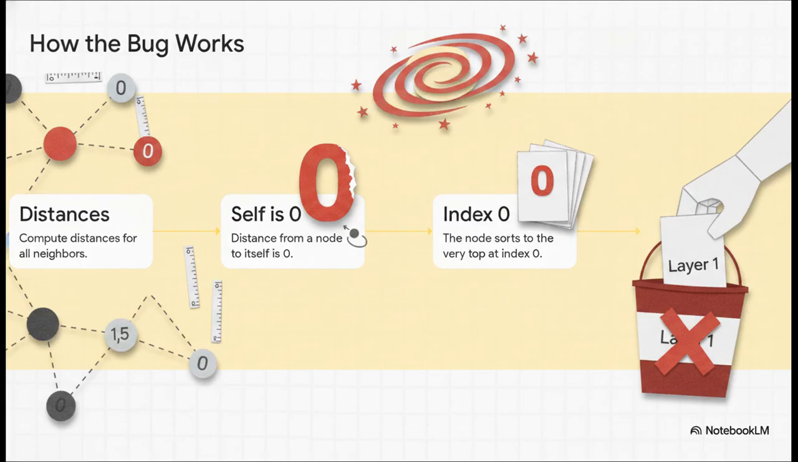Watch this. Step 1, the code computes distances to find all nearest neighbors. Step 2, naturally, the distance from a node to itself is perfectly 0. Step 3, because the distance is 0, the sorting algorithm puts that node at the very top of the list, right at index 0. Step 4, the node is immediately, incorrectly, bucketed into layer 1. A distance of 0 literally guaranteed that the node ruined its own physical data.